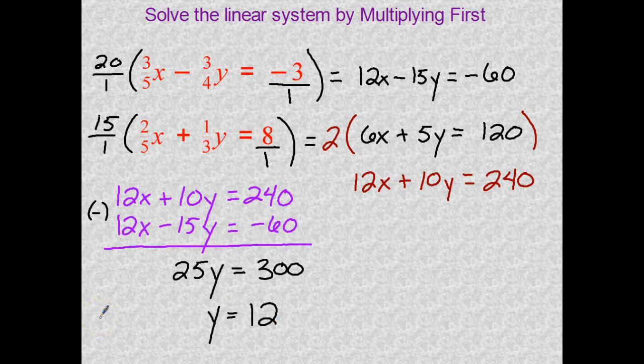So half of our answer is complete. Let's go find the x-coordinate by substituting our 12 into, I'm going to take this unaltered first equation up here and substitute in my y. So let's take 12 times x. Oh, we don't have an x, so 12x minus 15 multiplied by 12. And that should be equal to negative 60.